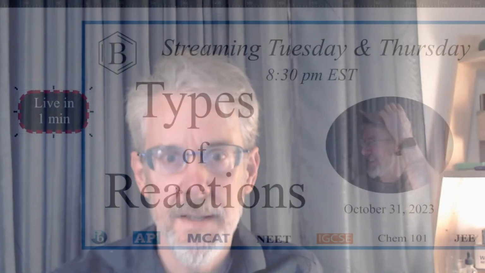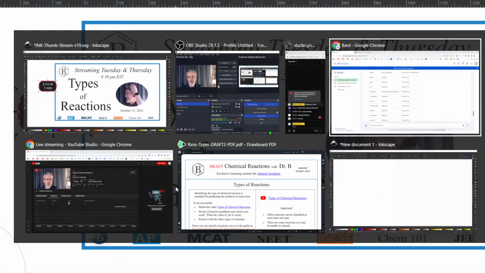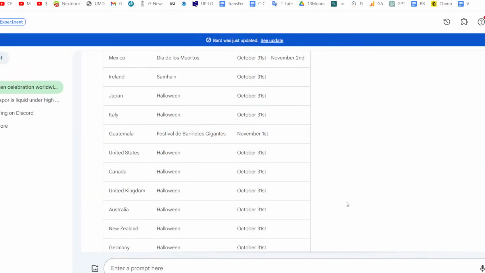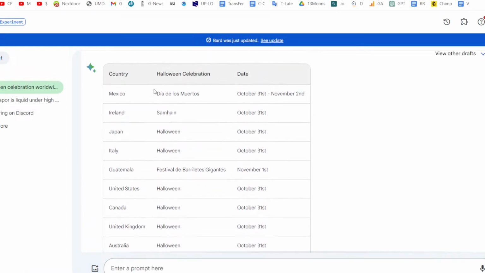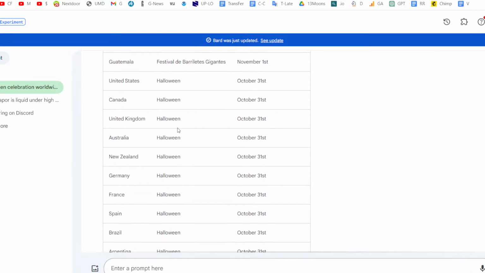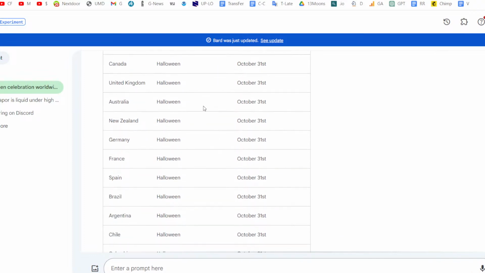So, I actually looked it up and see if I can find it here. Here we go. So actually, lots of places celebrate Halloween. Mexico has a little different date here. All kinds of places. So if you're celebrating Halloween, I hope you're enjoying yourself there.